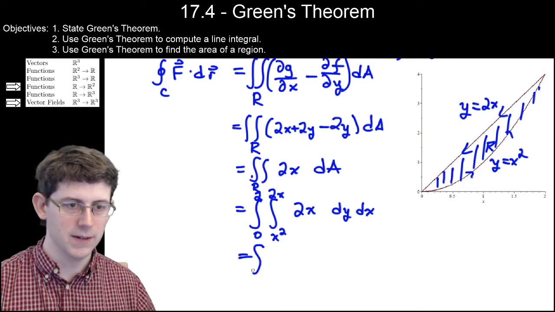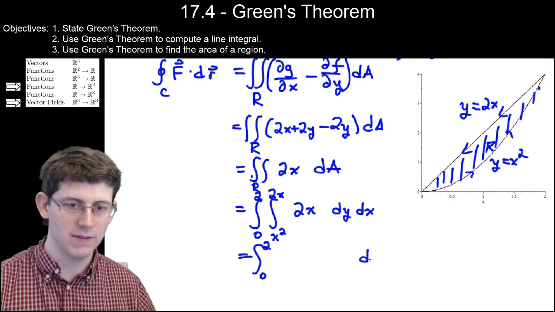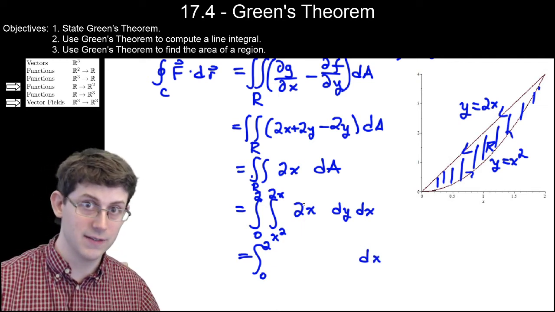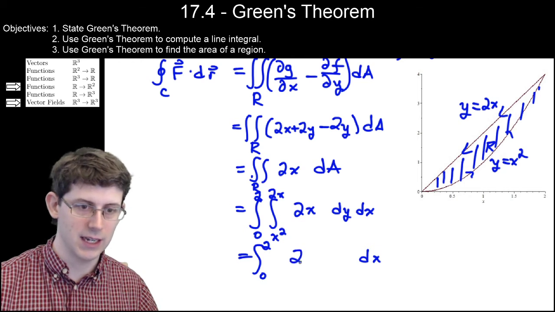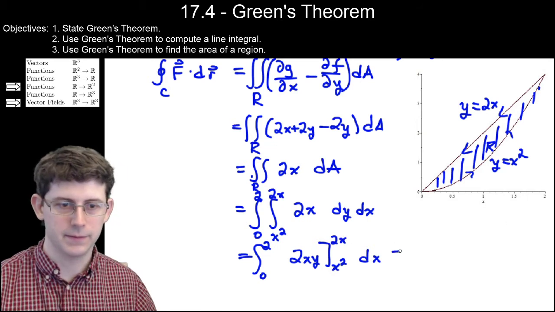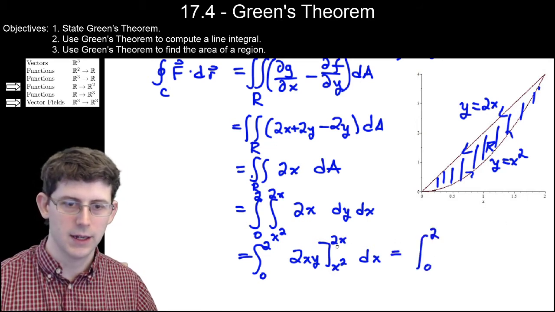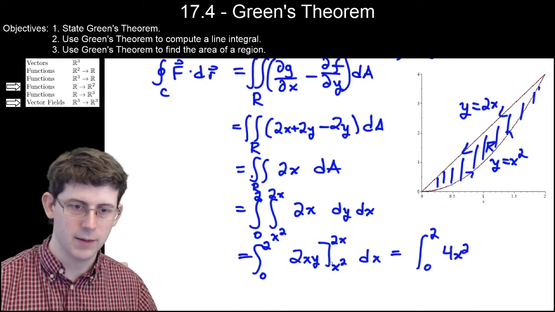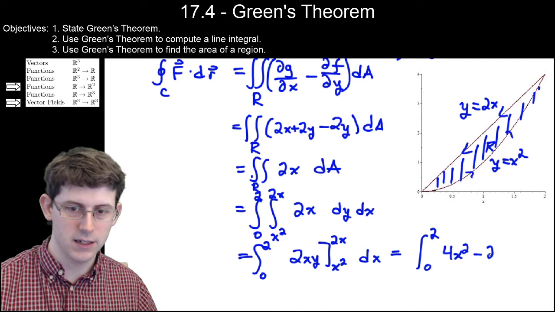So let's do this integral. The outermost integral will just sit there and wait for us. The inner integral is a y integral. So this is the integral of a constant, dy. So I just get 2xy from y equals x squared to y equals 2x. Plug in 2x for y, and I get 4x squared. Plug in x squared for y, and I get 2x cubed.